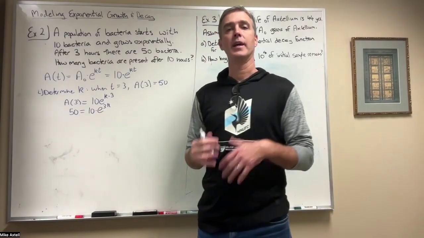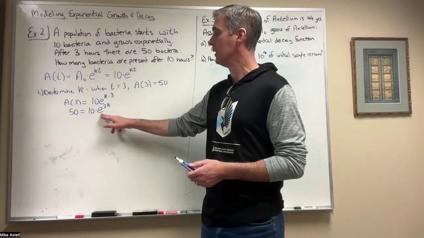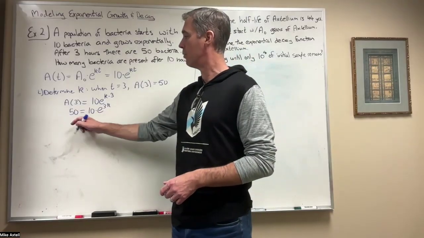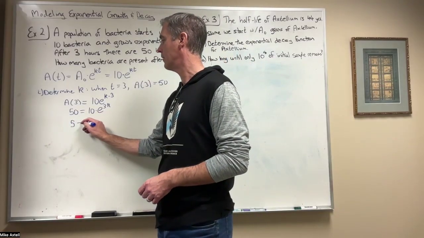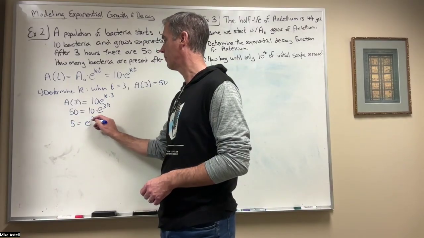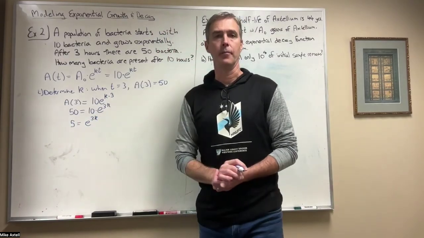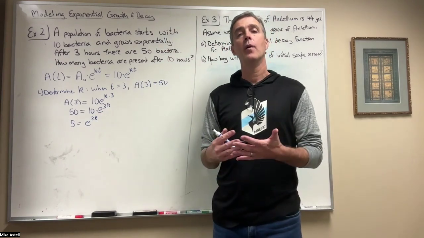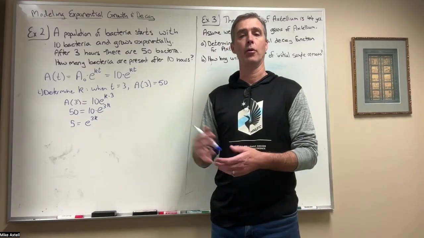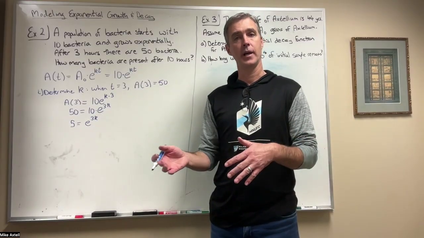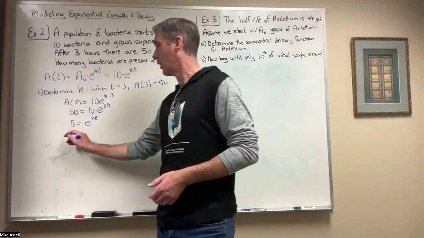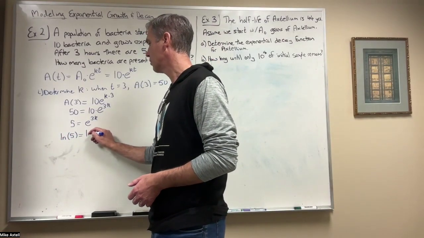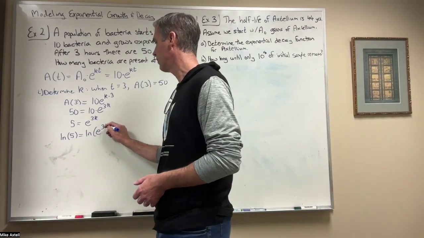The first thing I could do is isolate the exponential part, the e to the 3k, by dividing by 10 on both sides. So I get 5 equals e to the 3k. Now I'm trying to get k, but it's trapped up in the power. I know how to dissolve e to a power: I can take the natural log of both sides to kill off the e. So the natural log of 5 equals the natural log of e to the 3k.